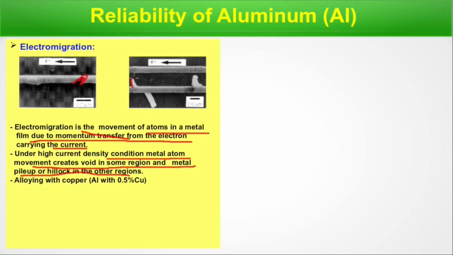And here a hillock is created. If this grows a little bit more, it will touch another interconnect and a short circuit will happen. What is the solution? Alloying with copper, 0.5% copper. Inclusion of copper can reduce this.